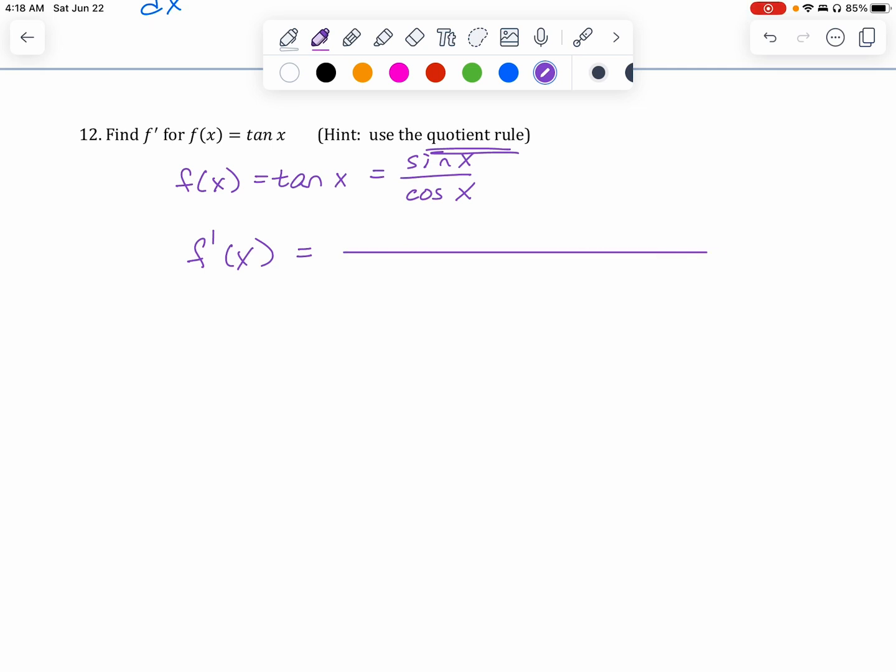So the quotient rule, remember, is low d high minus high d low over low squared. So the low is cosine, so that's low and then d high, minus high, d low, all over low squared.